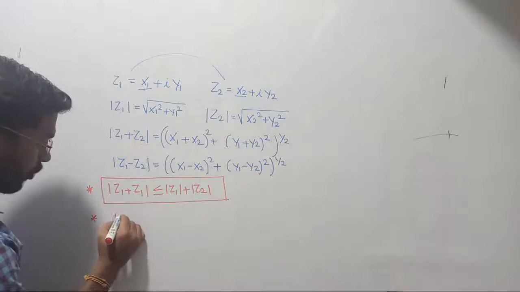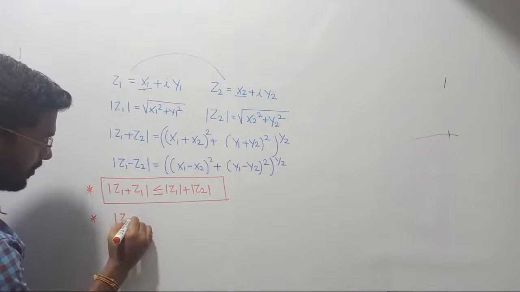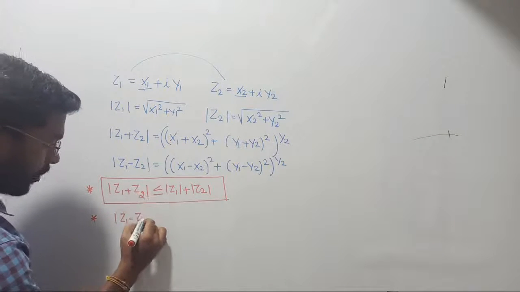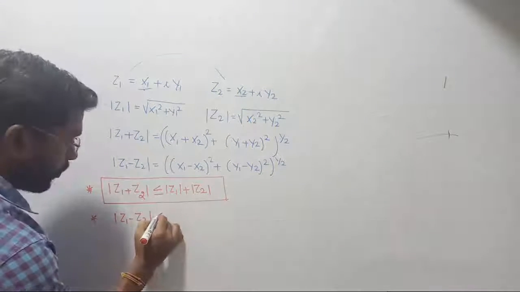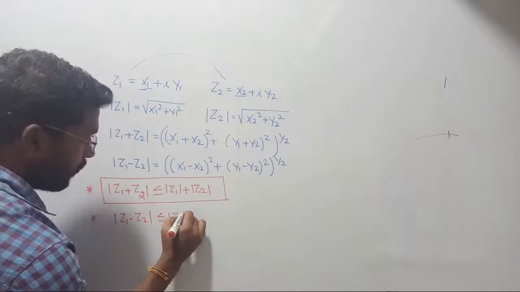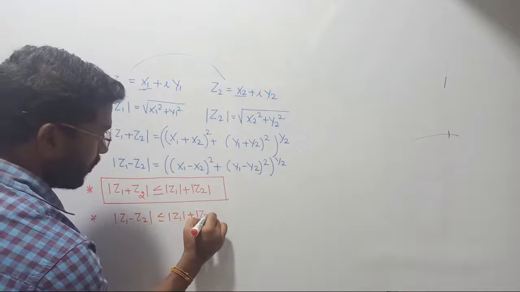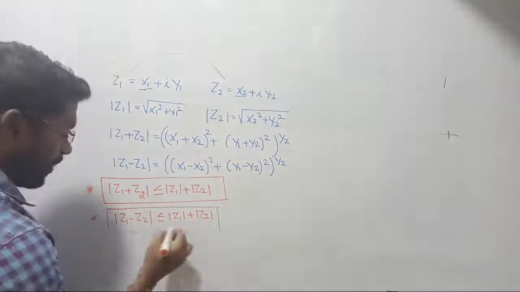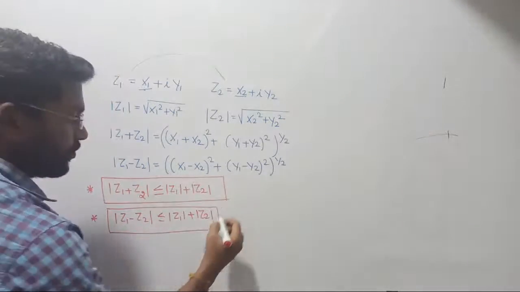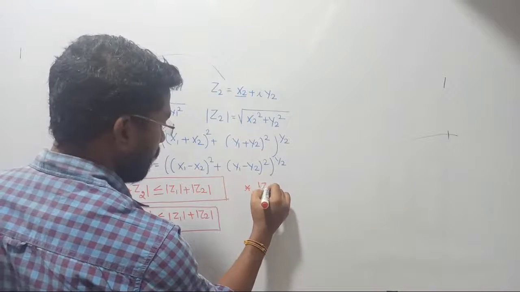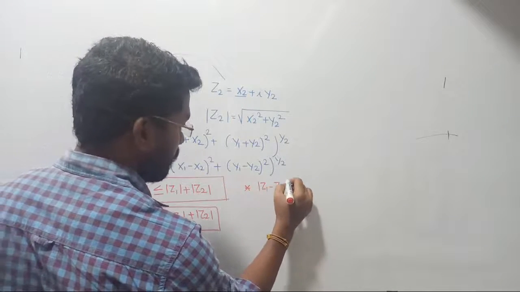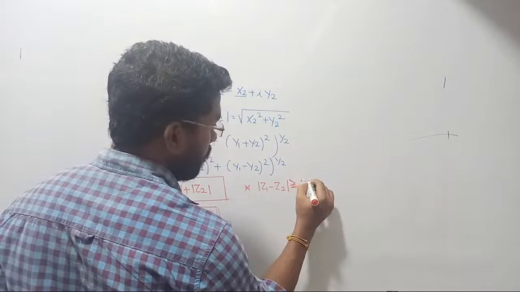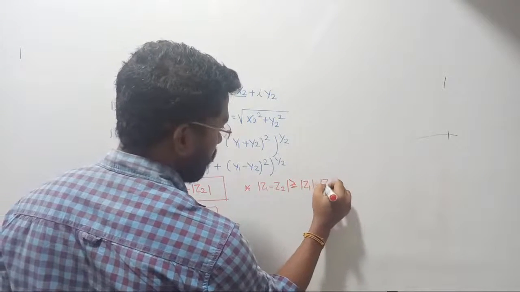Second, if I do the same thing, mod of z1 minus z2 also going to be what? Sorry. It is also less than or equal to mod of z1 plus mod of z2 only, right? Yes, that is the second observation. Let's write the third observation. The next observation is that mod of z1 minus z2 should be greater than or equal to mod of z1 minus mod of z2.